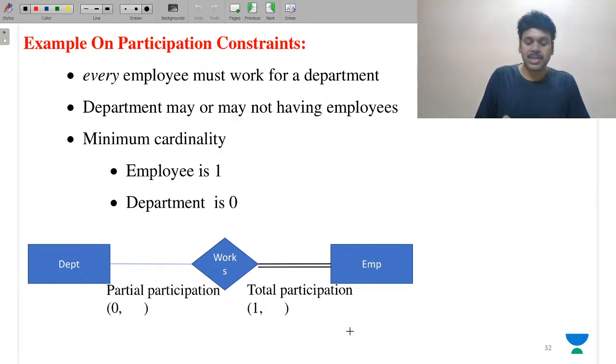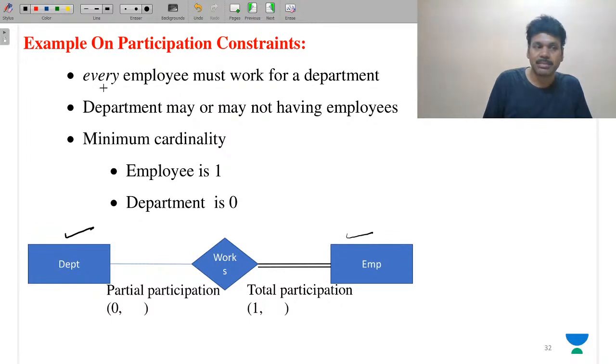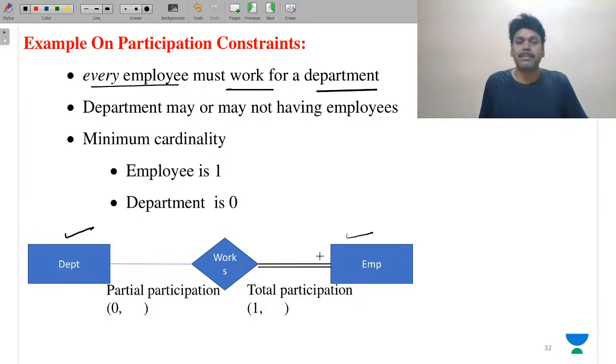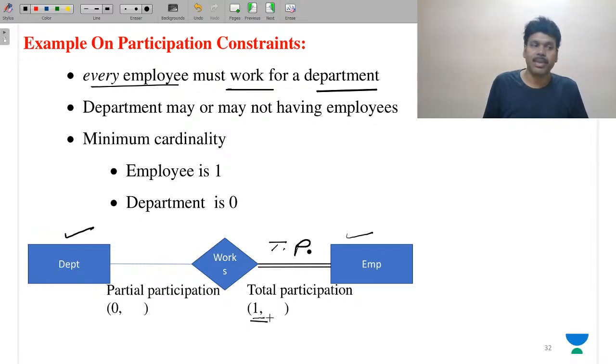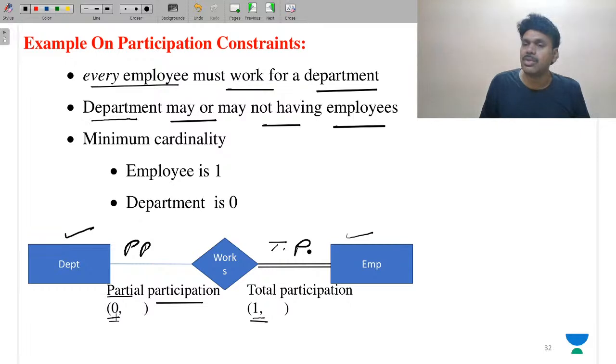Please understand the constraints which I am telling you, the conditions. There is a department instance and employee instance. Conditions are: every employee must work for a department. Therefore, employee is a what? Total participation. Total participation means the minimum occurrence is 1. And the next one, a department may or may not have employees. It's not compulsory that every department is formed with employees. Therefore, it's a partial participation, and it is 0. Symbolically also you can say, what is that? Single line, partial; double line, total. So minimum cardinality of employee is 1, minimum cardinality of department is 0.